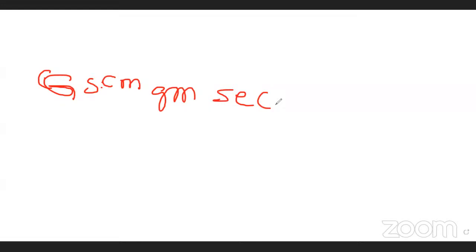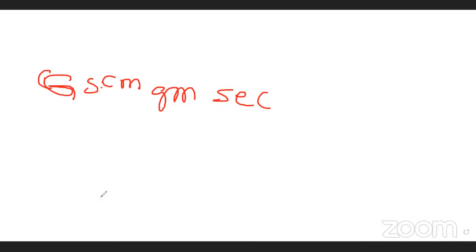This length, mass, and time are known as the basic fundamental quantities. In CGS, C is nothing but centimeter, G is gram, and S is second. So length is measured in centimeters, mass in grams, time in seconds.